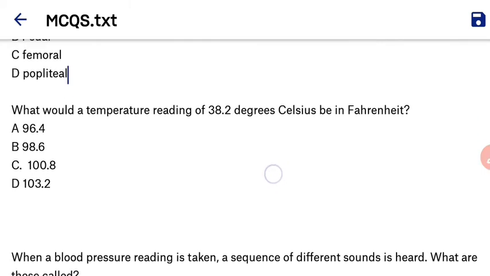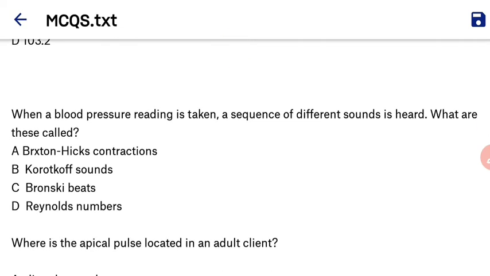Our next question: when the blood pressure reading is taken, a sequence of different sounds is heard. What are these called? So it is called Korotkoff sounds. So B is the right answer.